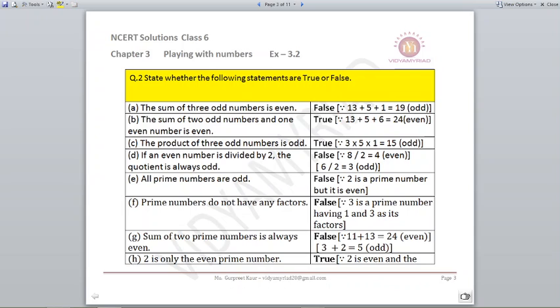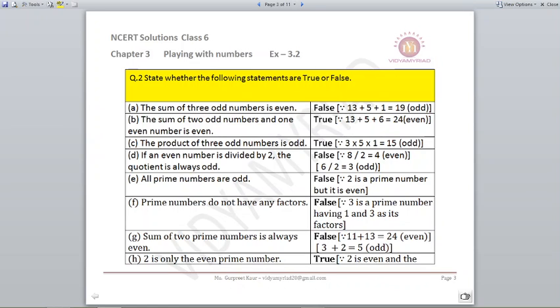Question number 2, you need to say true or false. We will do all these true or false statements with the help of examples. Number 1, the sum of three odd numbers is even. You may pick any odd numbers. I have taken 13 plus 5 plus 1. It gives me 19. 19 is an odd number. So this statement is false.